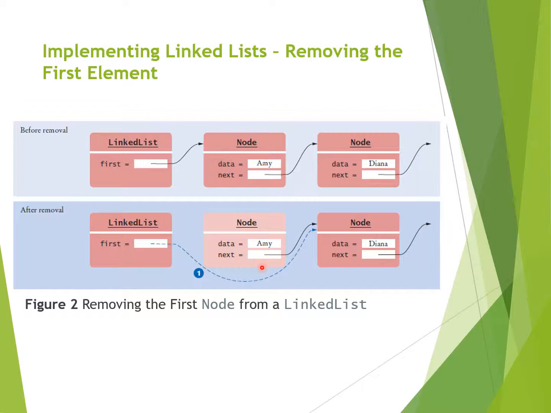Amy's node would not be reachable by any other reference. In fact, there is no reference to Amy's node anymore. So Amy's node is considered to be garbage by the garbage collector of Java, and Java will eventually remove Amy because it is not reachable by any other object in the program. So what you need to do for removing node Amy is to simply change this reference, and instead of having first refer to Amy's node, make it refer to the next node, which is Diana's node.